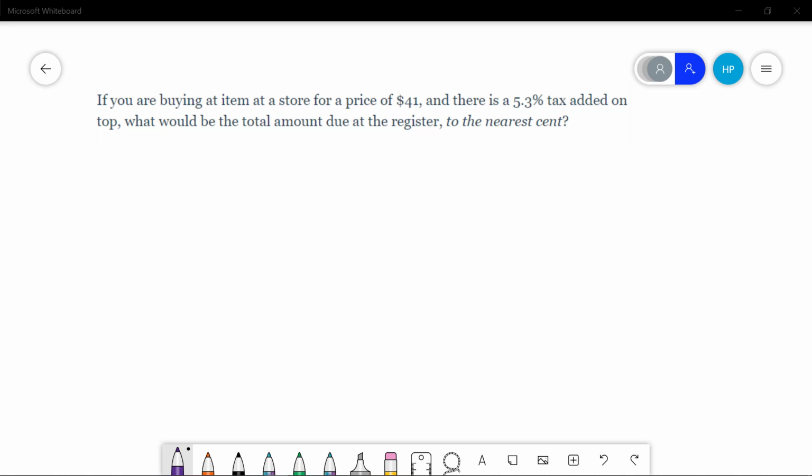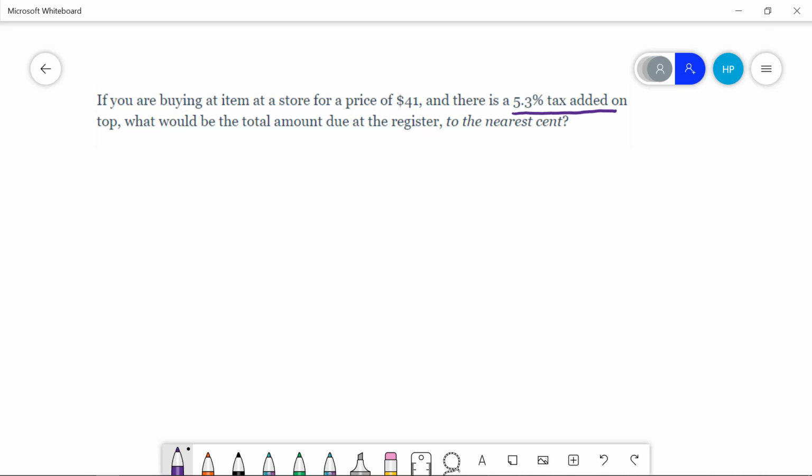Okay, for these problems, you're going to have two parts. You're going to have to figure out the percent, and then you're going to have to add or subtract it. So for this one, it tells us that we're going to have a tax added. So the first thing we're going to do is figure out the tax, and then we're going to add that to the price. And that's going to give us the total we have to pay.